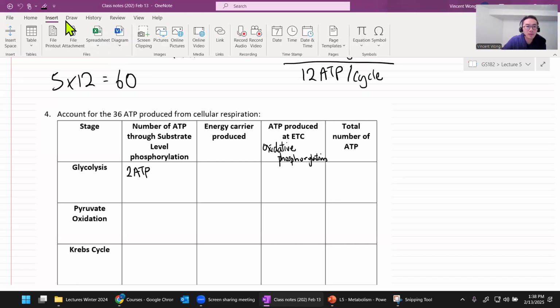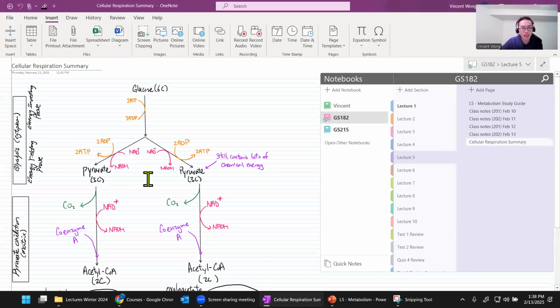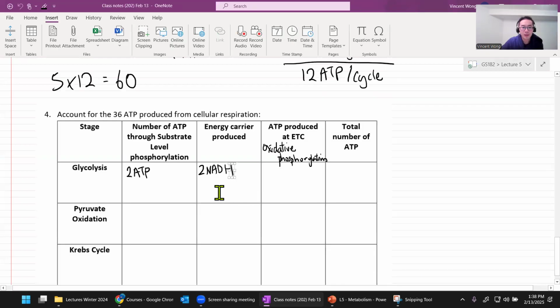Energy carrier, we are going to have 2 NADH. Right? Just look at the summary. You can see it, right? 2 NADH. And then these 2 NADH are supposed to take the electrons to the ETC to produce more ATP, right? But there is a bit of a problem, and I'll tell you why.